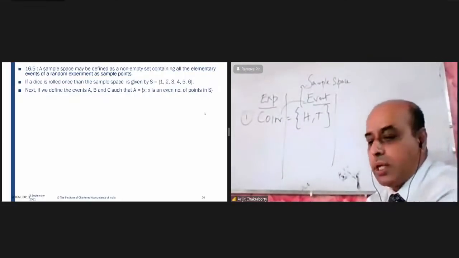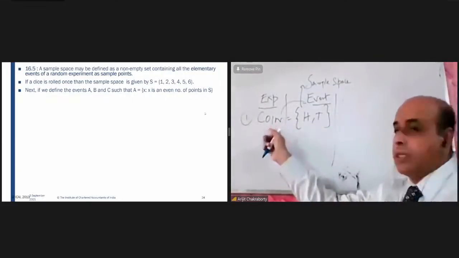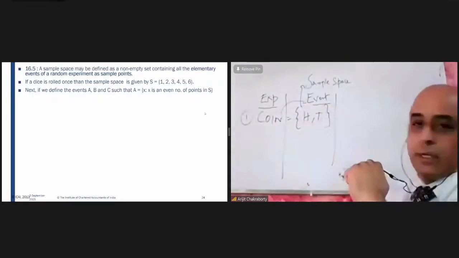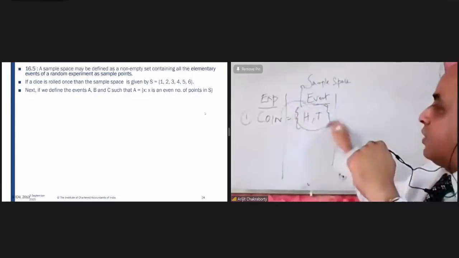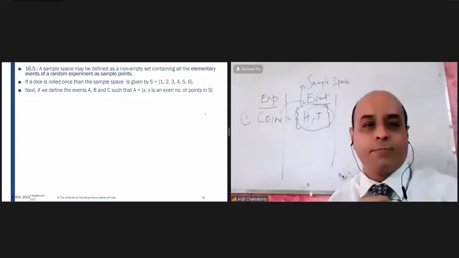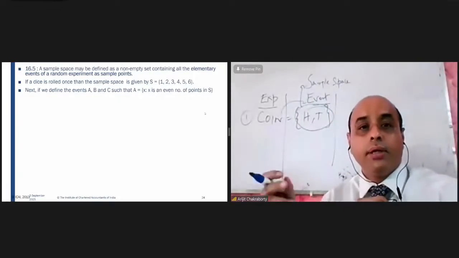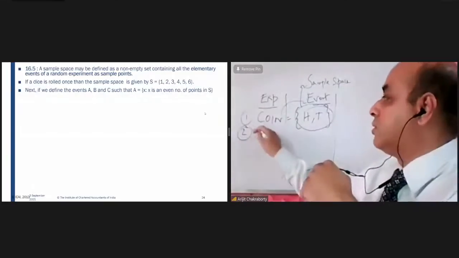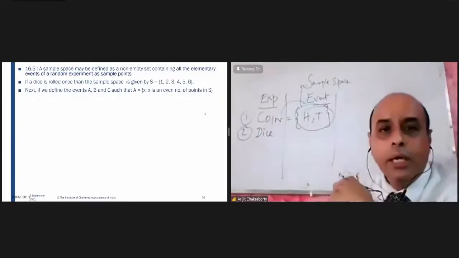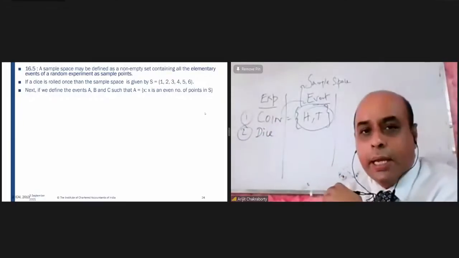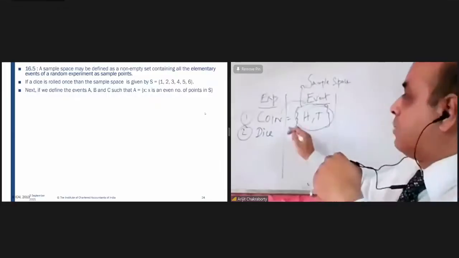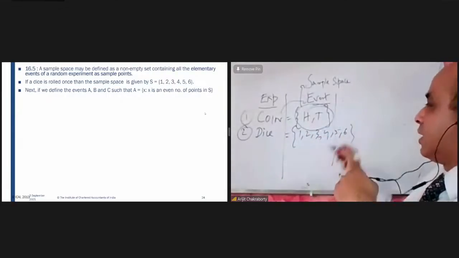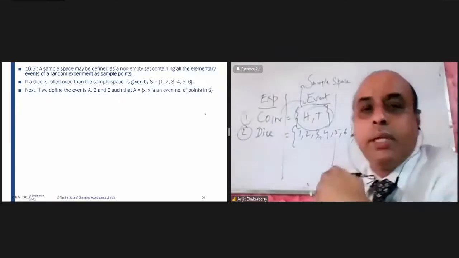Let me use the example of coin tossing. Is it an experiment? Yes. What is the event? Events can be head or tail, and the combination of these events, head and tail, gives you the sample space. Now I'm rolling a dice, number 2. Is it an experiment? Yes. What will be the sample space? The sample space is 1, 2, 3, 4, 5, and 6. As simple as that.